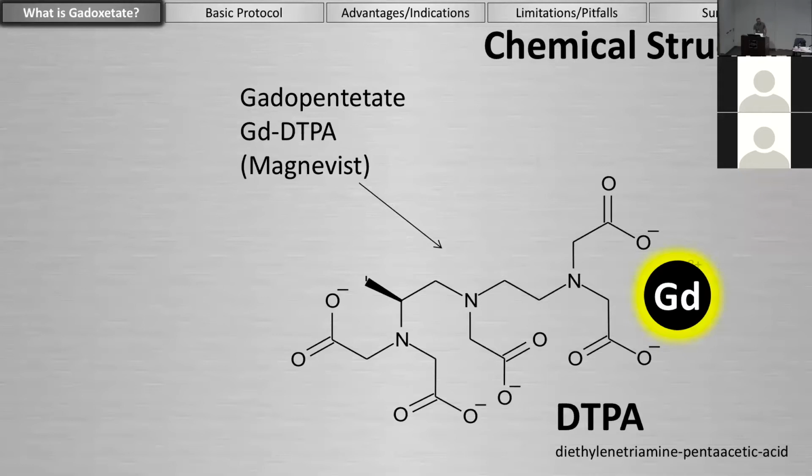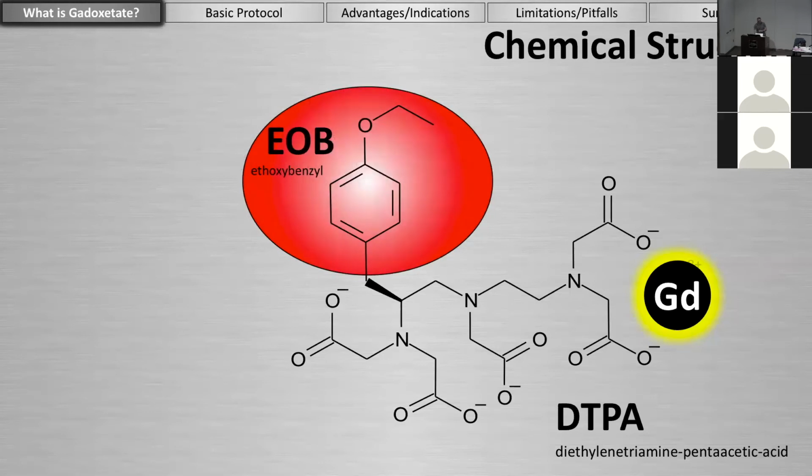So here's the chemical structure of gadolinium DTPA. This is that first contrast agent that was approved in the United States, commercially known as Magnavist. And why is the gadolinium chelated to a chelator? Again, because gadolinium is toxic, so we chelate it to maintain its safety. Now, if we take DTPA, which is the backbone shown here, and we add an ethoxybenzyl group to it, or EOB, we now have gadolinium DTPA EOB. And in the literature, it's often referred to as gadolinium EOB.